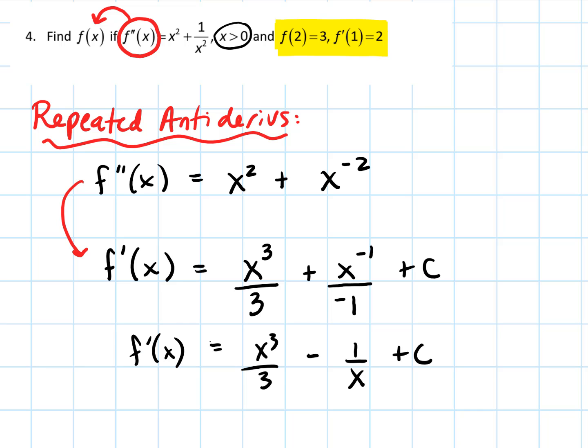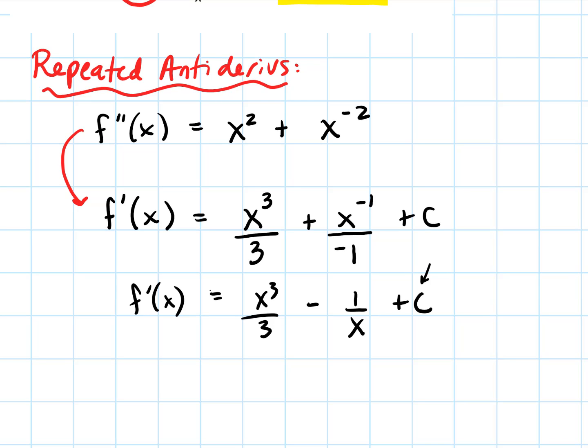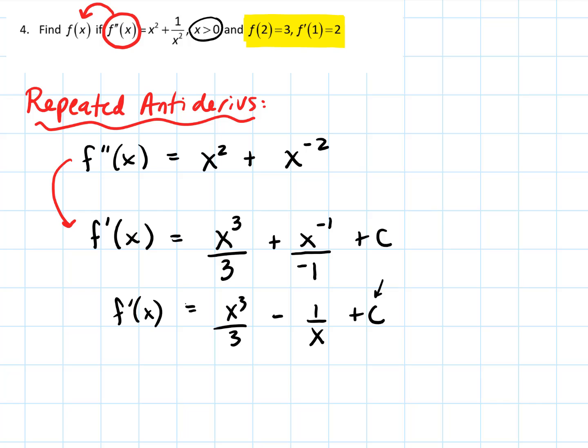Now we could leave that constant here and take another antiderivative right now to find f of x, but then f of x would have that constant plus a new constant through the next process of finding the antiderivative. So let's instead come up here and see, is there a way that I could find the c? And it turns out that there is a way to find that c. I can use the info given. So let's go ahead and do that.